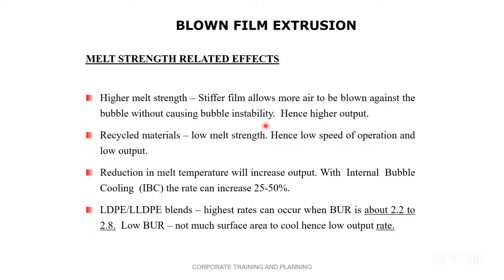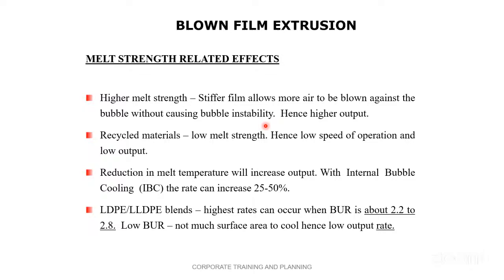If the polymer has a higher melt strength, for example LDPE, PVC, or maybe nylon, then a steeper film allows more air to be blown against the bubble. You can put a lot of air inside the bubble without causing bubble instability. Hence, higher output. Now, recycled material has low melt strength, hence low speed operation and low output.